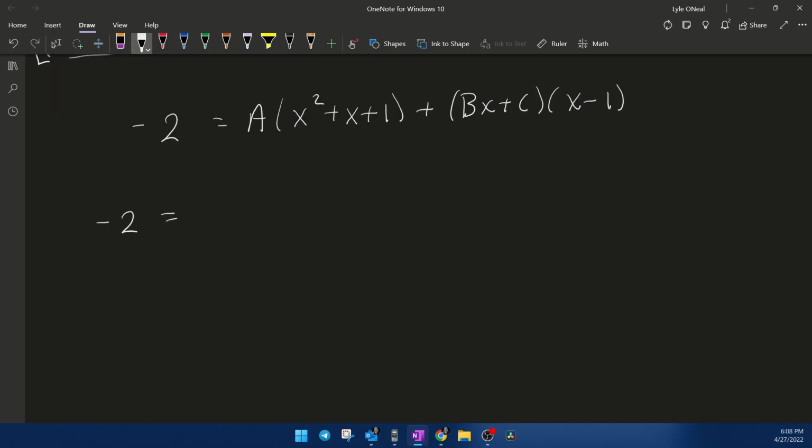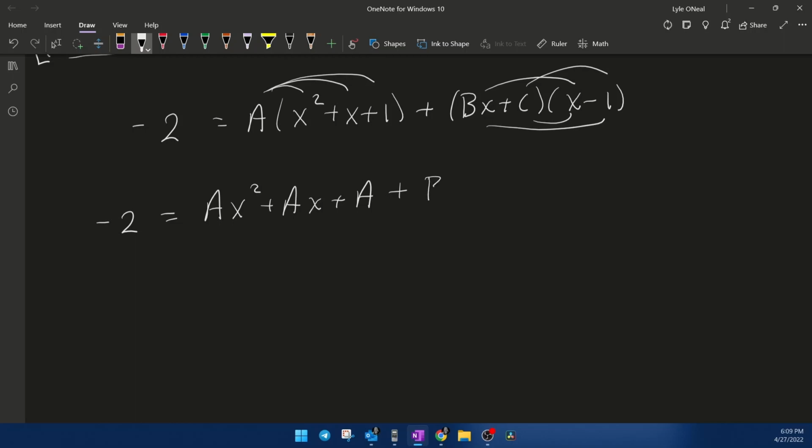All right, here we go. For the first set of parentheses, we're going to distribute the A. That's going to give us Ax squared plus Ax plus 1 times A is A. And then for the next piece of the puzzle, we're going to have to do the FOIL method. So here we go, plus Bx times x gives us Bx squared. On the outside, a minus Bx.